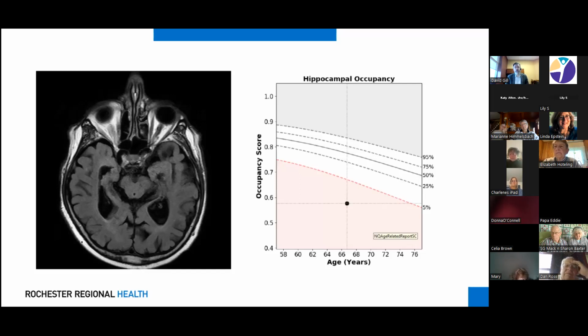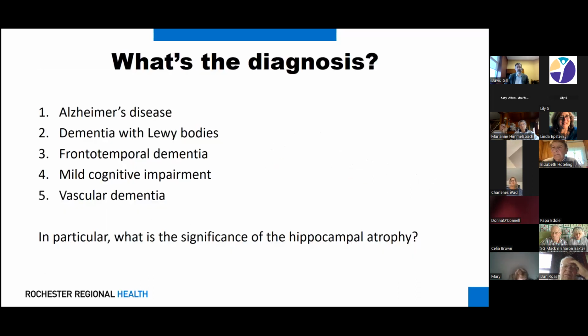The most common cause of shrinkage of the memory center of the brain is a particular cause of dementia. And so I'm going to let you think about what that might be, because I'll ask the question in a minute. Actually, on this slide. So this is our first poll. So let me launch the poll.